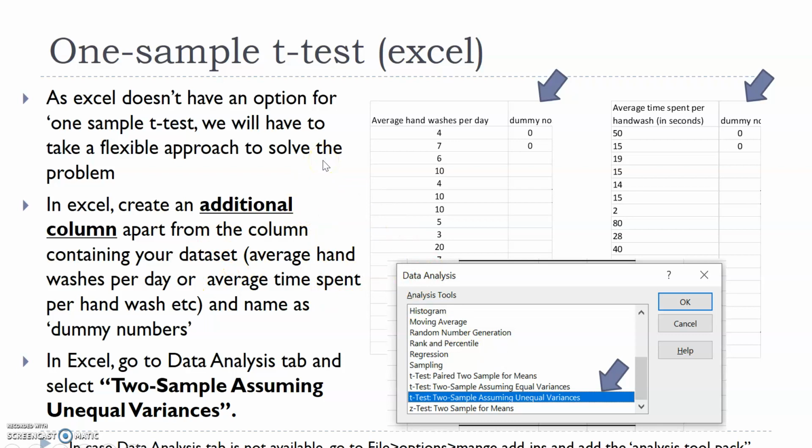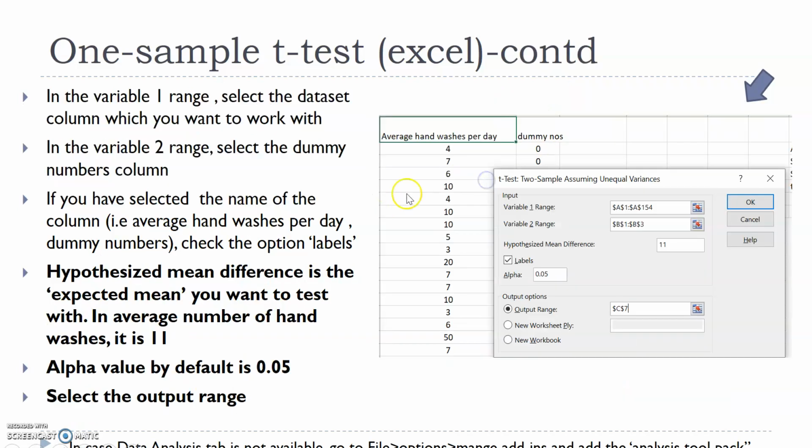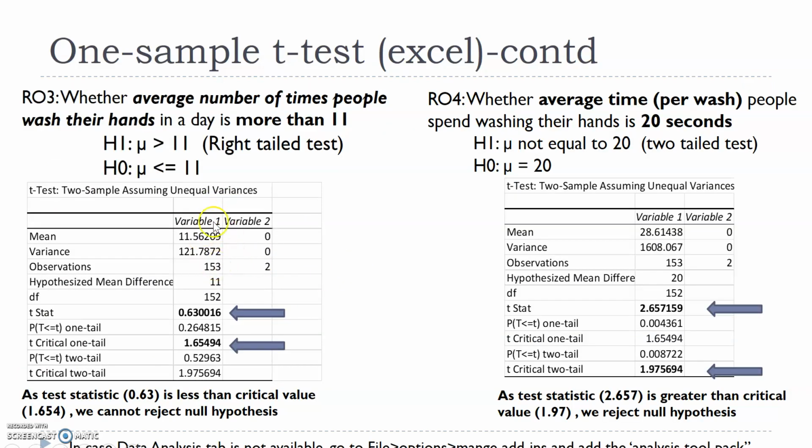There is no single test available for a one sample t-test, but we can use dummy variables and use the t-test two-sample assuming unequal variances. We can create another column called dummy numbers, just put one or two zeros there. Select the variable one range, which is the actual range you want to calculate, and the second range is nothing but the dummy numbers which you have created, the one or two zeros you have put there. What is my hypothesized mean difference? 11. That's what I want to understand, right? Whether it is greater than 11 or not in my first research objective. Put alpha as 0.05.